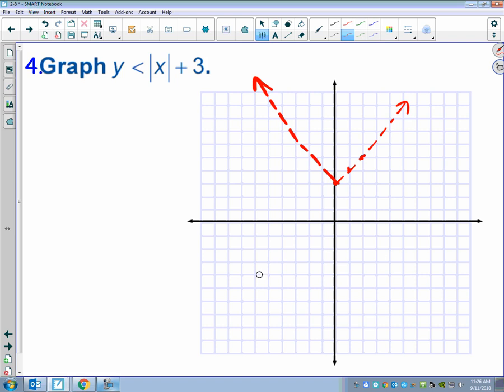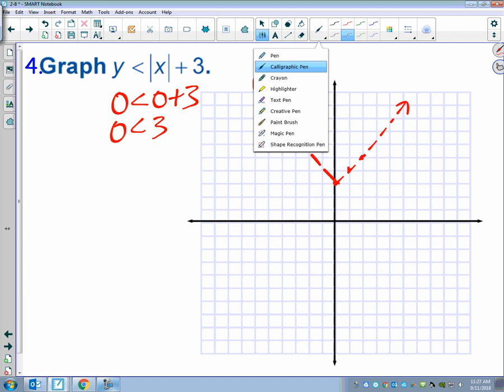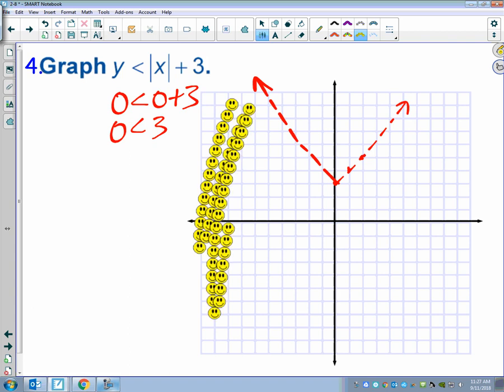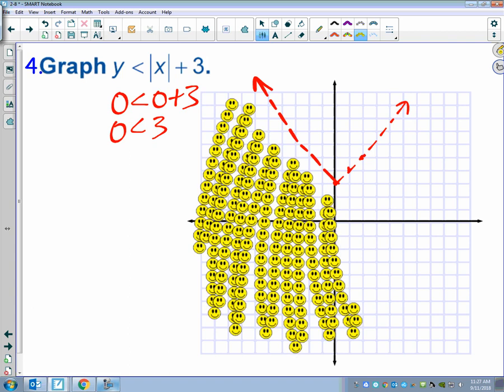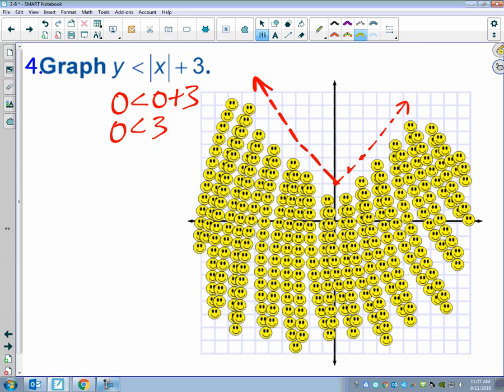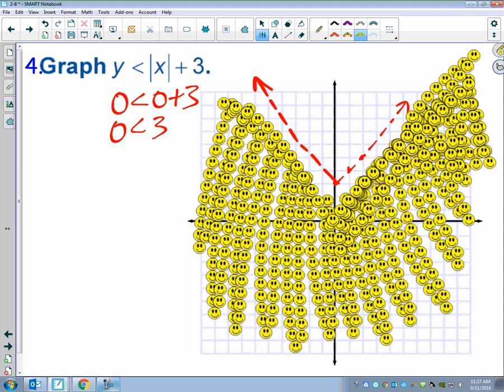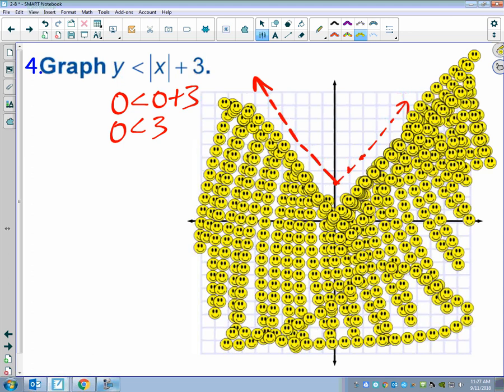And now, am I shading out here or am I shading in here? I'm going to pick 0, 0. If it works, I'm going to shade out here. If it doesn't work, I'm going to shade in here. 0 is less than 0 plus 3. Is 0 less than 3? Yes. So that means I'm shading outside this graph. So you really need to shade all of it. I'm going to shade in smiley faces. All of this out here. All of this works. So everything other than what's inside the V graph works. We'll practice more in class.